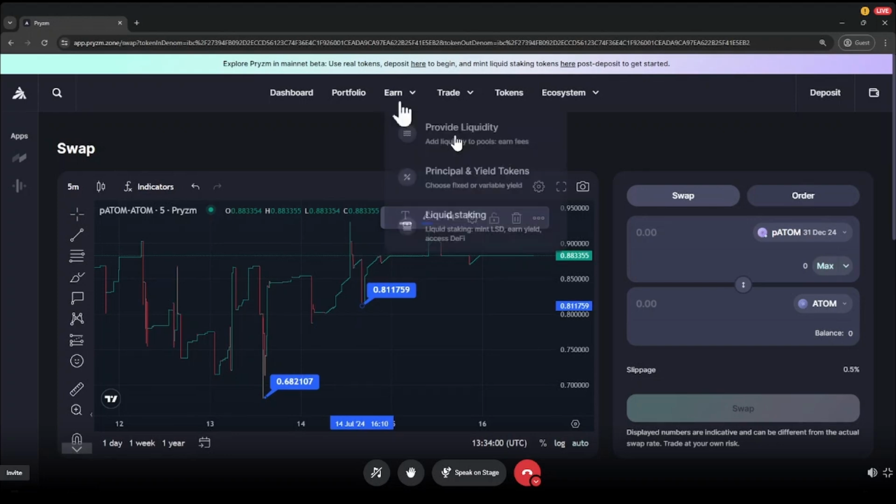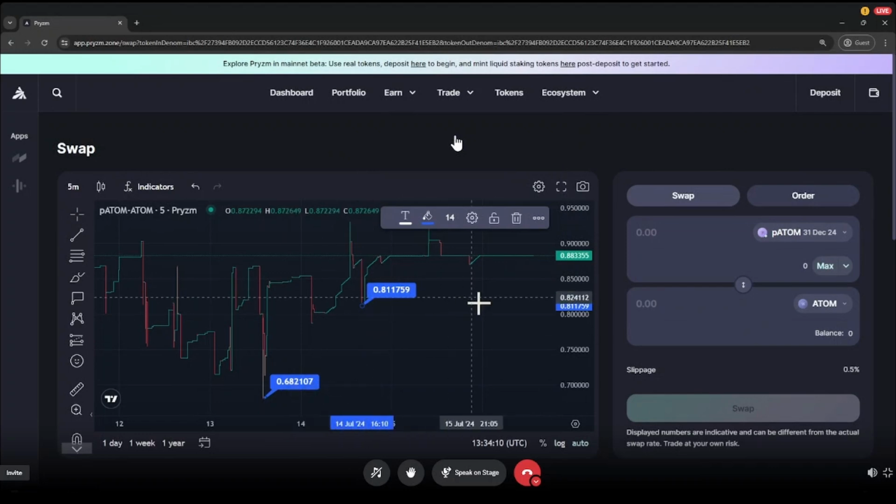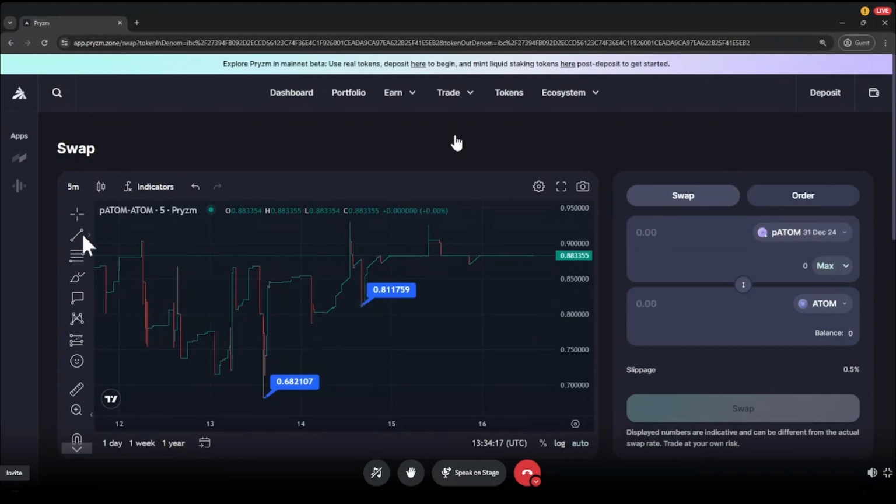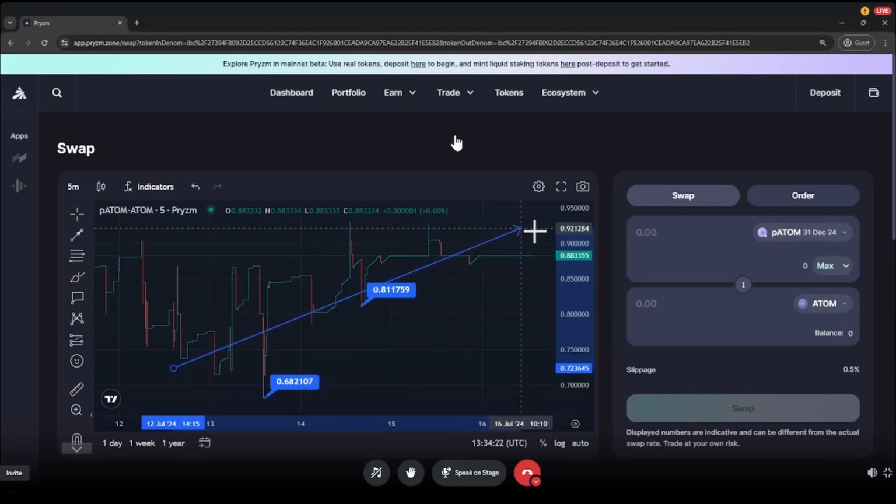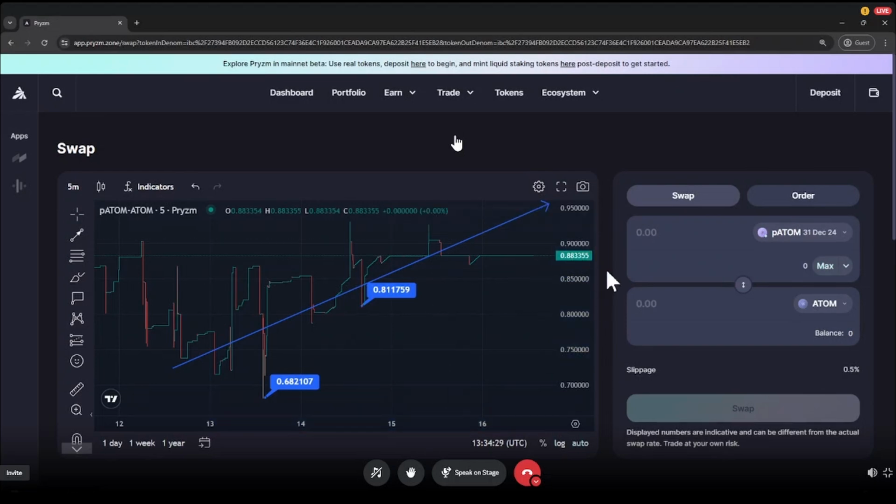So I would say the earn table here gives you a good high level view on the yields, and then come to the swap page and look at the price of them and how it's moved around to decide whether it's a good opportunity to buy. Because over time, everything's going to move towards 1. It has to move towards 1, because 1 pATOM is going to be redeemable for 1 ATOM on the 31st of December 2024.